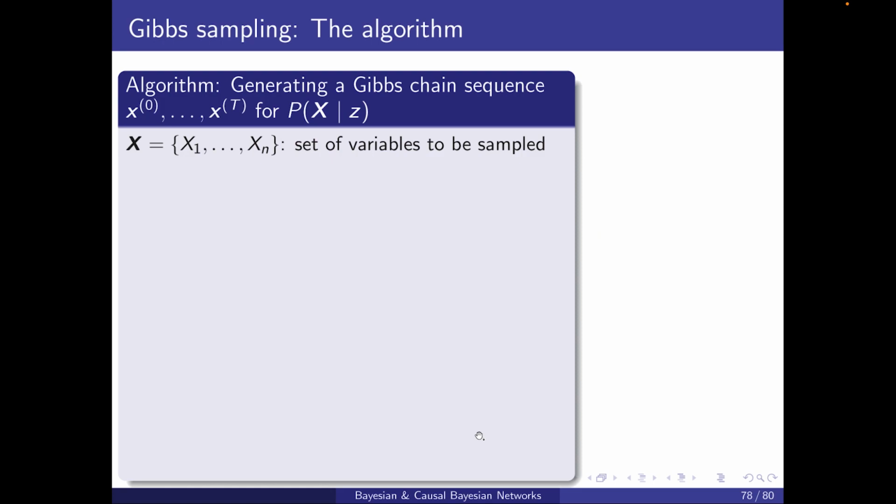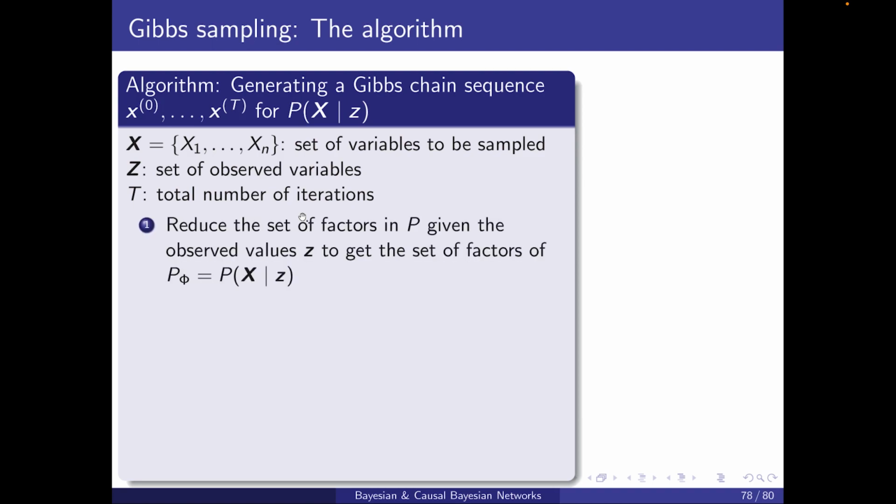Okay, so that was to see it in an example. In general, the Gibbs sampling is as follows. When we want to calculate, we want to generate a Gibbs chain sequence x0 to xt for this posterior p of x conditioned on z. So we have a set of variables to be sampled. Note again that there's no ordering here. It's just a set of variables. Z is the set of observed variables. T is the total number of iterations.